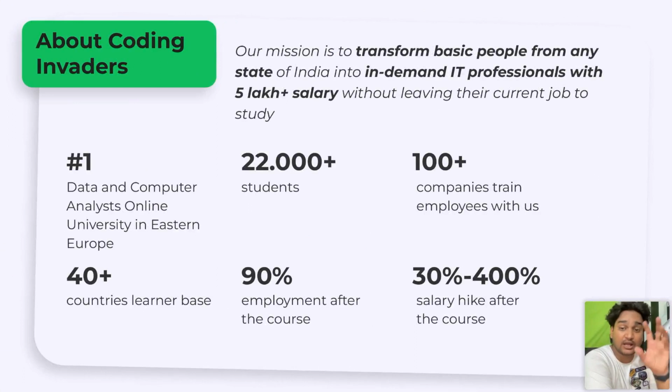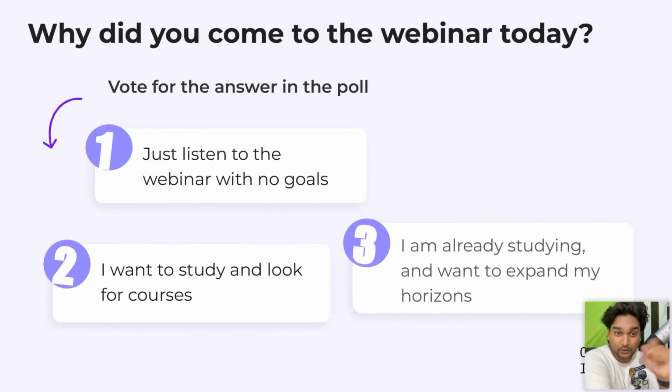If I give you an idea about what Coding Invaders is, it is an edtech platform which helps non-tech professionals get into a tech profession by learning data analytics and get a high-paying job. If I give you proper clarity about the salary hike percentage, after doing our courses, the students have got a 30 to 400% salary hike. 100 plus companies train their employees with us. There is a 90% placement rate, and already 22,000 learners are studying with us all across the globe.